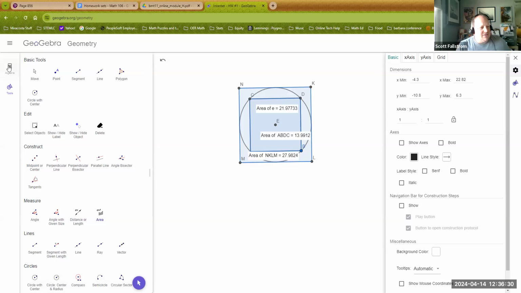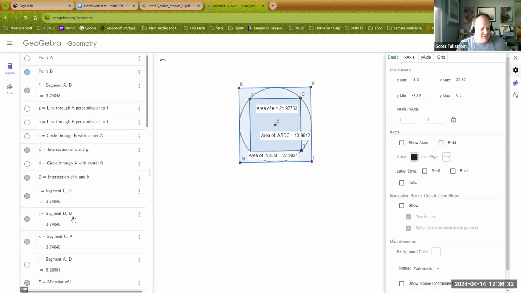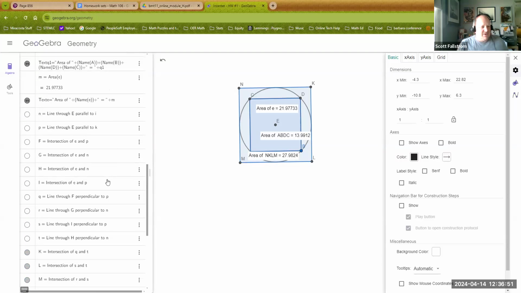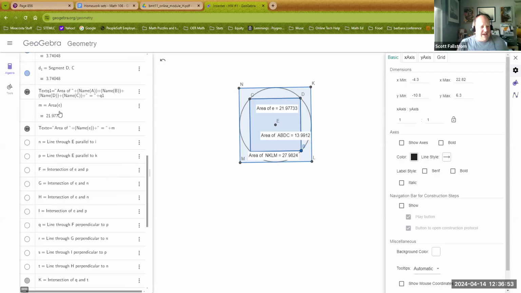All right, let's take a look over here on the algebra side. Okay, so I have Q2 is a polygon and the area is 27.9824. Okay, so that's the big square. Q2 is my big square. Let's go up here and let's say M equals area E. Okay, so M is the circle.